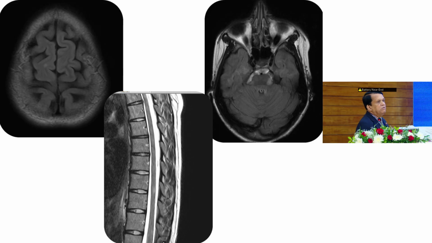Then what we do is, it is not sufficient to look at the brain. We have to look at the spinal cord. And when we look at the spinal cord, you can see that there is a short segment lesion even in the dorsal region. And that suggests that it was responsible for the long tract signs.